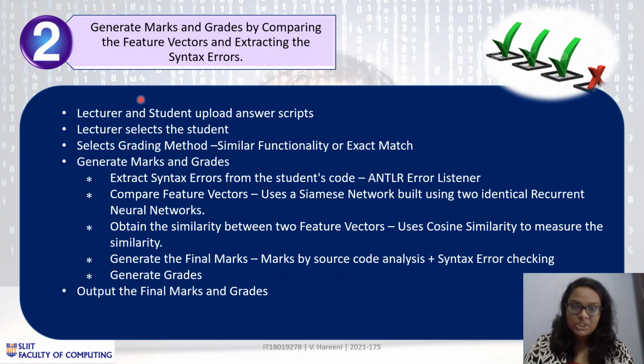So the second function is to generate the marks and grades for the students by comparing these vectors. Initially, once the script is uploaded and the lecturer selects a grading method, whether it's similar functionality or an exact match, the first thing the system does is check for syntax errors in the student's code using the ANTLR error listener. After that is done, the two feature vectors are compared using a Siamese network, which is built using two identical recurrent neural networks. After comparing these two feature vectors, the similarity is obtained using cosine similarity. Based on that, a mark is generated and eventually a grade is given to the student.